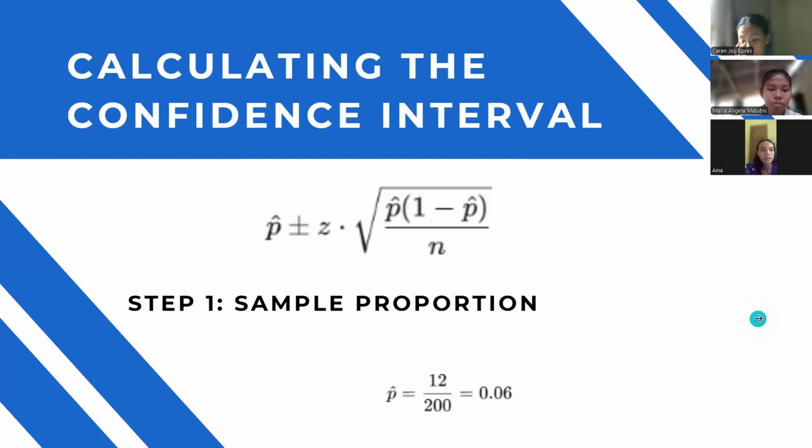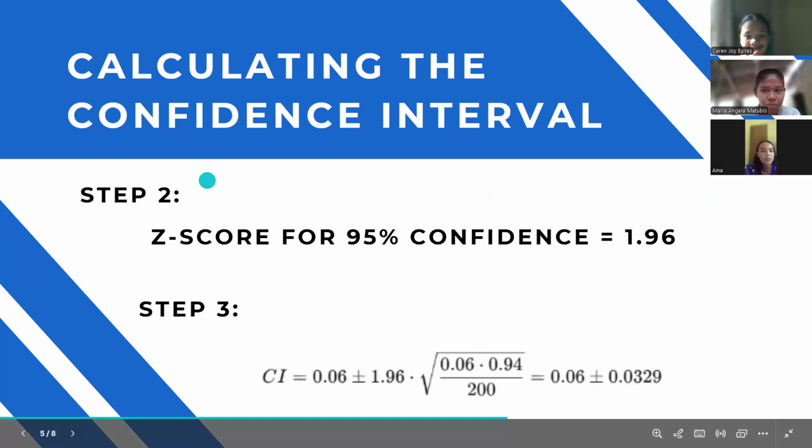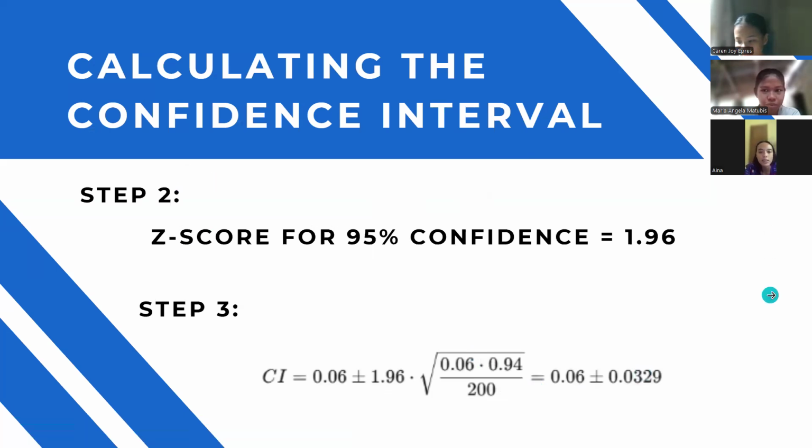Calculating the confidence interval. To solve this, we use the confidence interval for proportions: p hat plus or minus z times the square root of p hat times 1 minus p hat over n. Step 1. Sample proportion. p hat equals 12 divided by 200, which is equal to 0.06. Step 2. The z-score for 95% confidence level is 1.96.